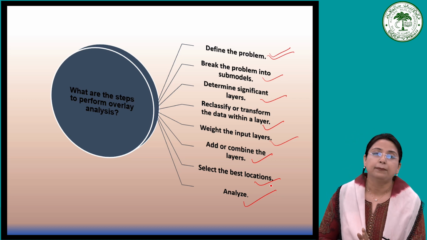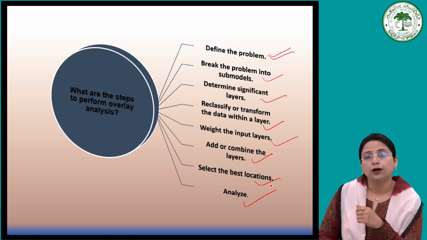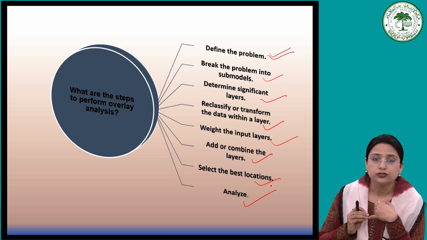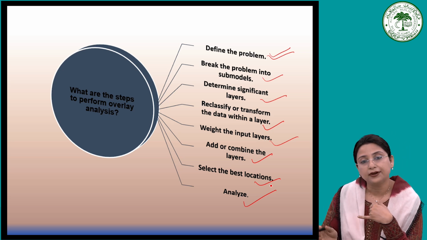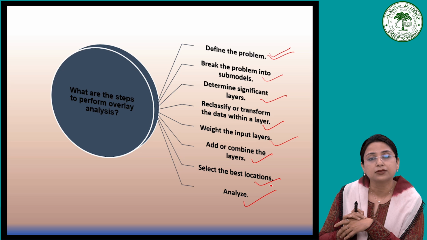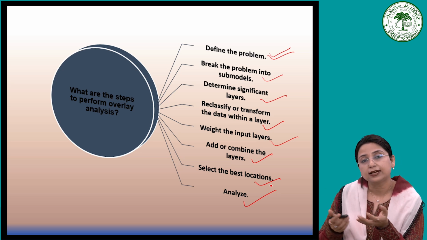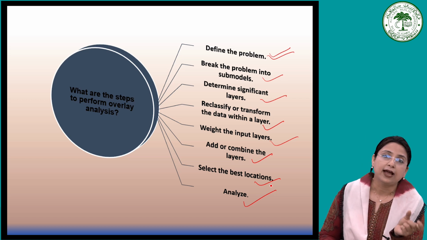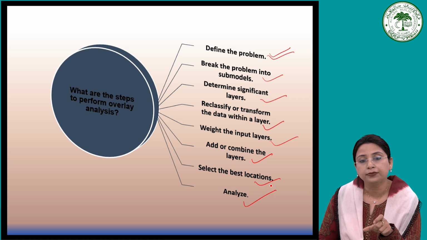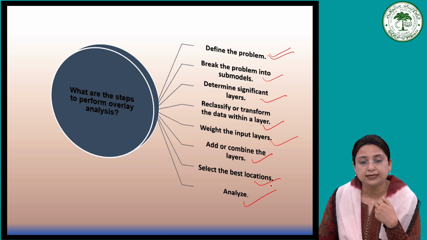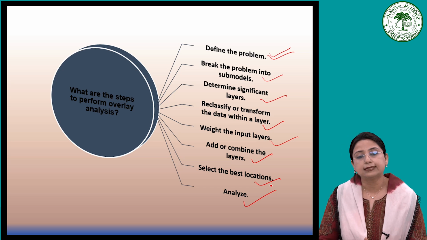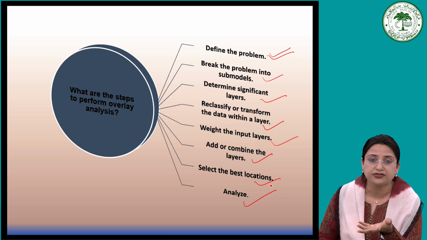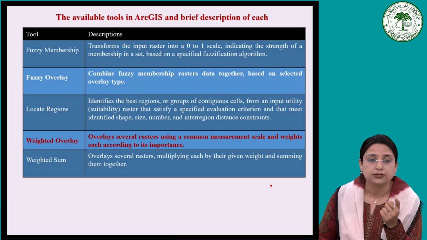So these are some simple steps to be followed for overlay analysis. First, we have to define a problem which is to be addressed. We have to break that problem into sub-models. Then we need the factors that are to be considered in terms of the input layers. Then we have to reclassify and transform the data. Then we have to assign a particular weight to the input layers according to the priority, and then we have to integrate all these layers in order to get the best suitable location, and finally the analysis is to be done.